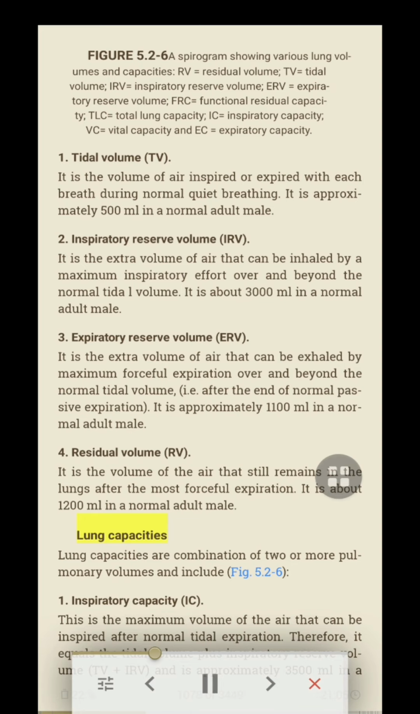Lung capacities. Lung capacity is a combination of two or more pulmonary volumes and include, Fig. 5.2-6. 1. Inspiratory capacity, IC. This is the maximum volume of the air that can be inspired after normal tidal expiration. Therefore, it equals the tidal volume plus inspiratory reserve volume, TV plus IRV, and is approximately 3,500 milliliters in a normal adult male.